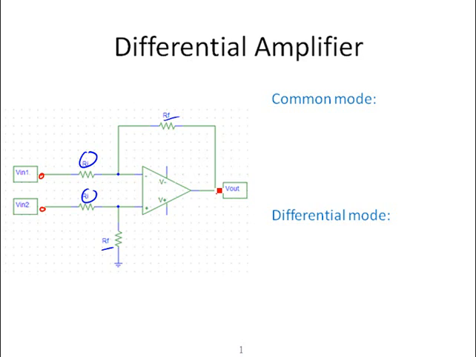A differential amplifier may be working at two different modes, a common mode or a differential mode. In the case of a common mode, the two input signals are equal. And ideally, the output signal is zero.